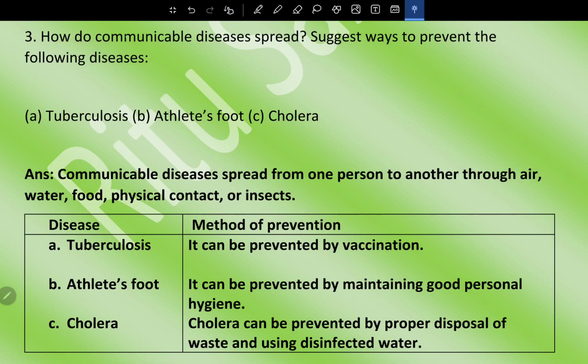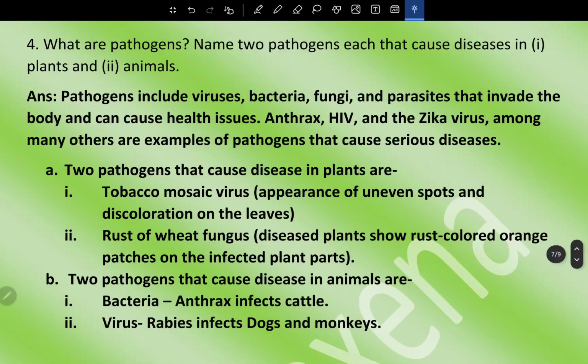Question number 3, how do communicable diseases spread? Suggest ways to prevent the following diseases: tuberculosis, athlete's foot, cholera. Communicable diseases spread from one person to another through air, water, food, physical contact, or insects. Tuberculosis can be prevented by vaccination. Athlete's foot can be prevented by maintaining good personal hygiene. Cholera can be prevented by proper disposal of waste and using disinfected water.